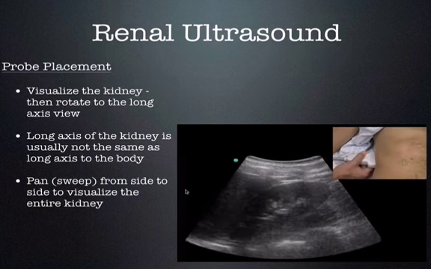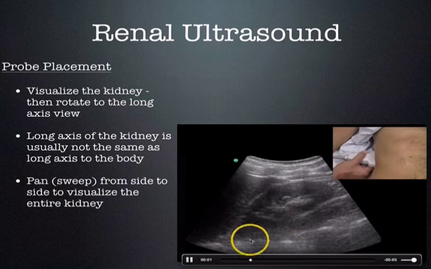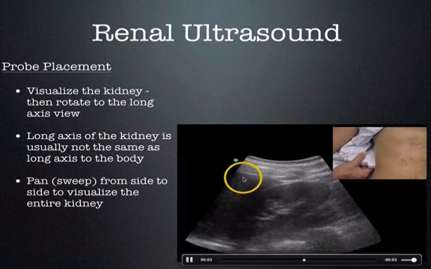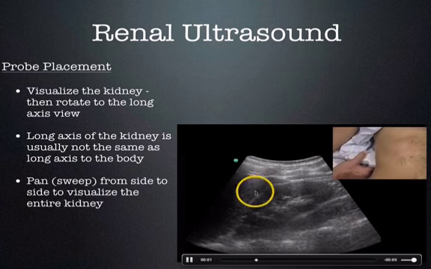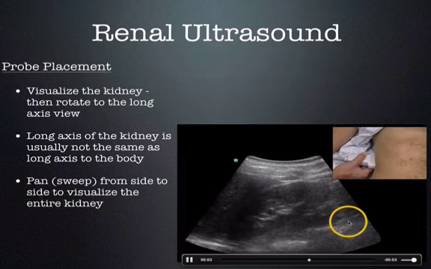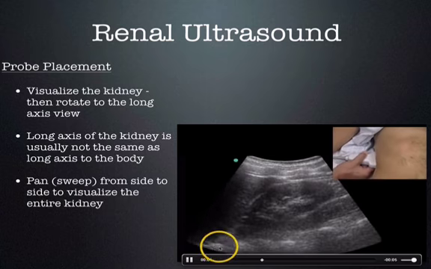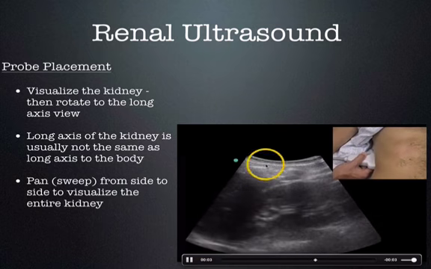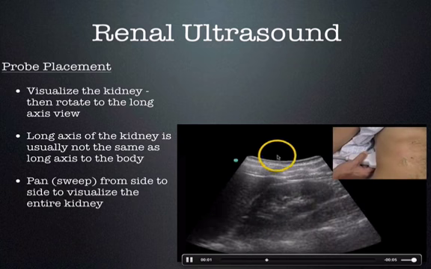Now, just to point out a little bit of normal anatomy here, you have the kidney right here, sitting adjacent to the liver edge. And this is the tail of the liver coming in here. You have the spine down here, and the diaphragm sitting up here on the left side. These shadows that you see, which obscure some of your view of the kidney, are rib shadows.